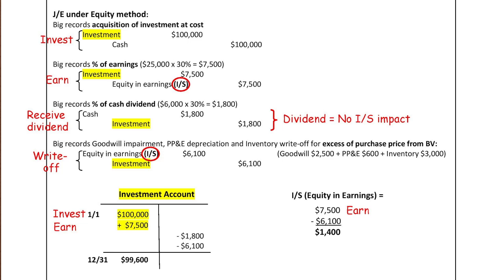Now, when the investee pays out dividends to the investor under the equity method, that's a reduction of the investment account. So on the credit side of the investment T account, $1,800 and write there dividend.